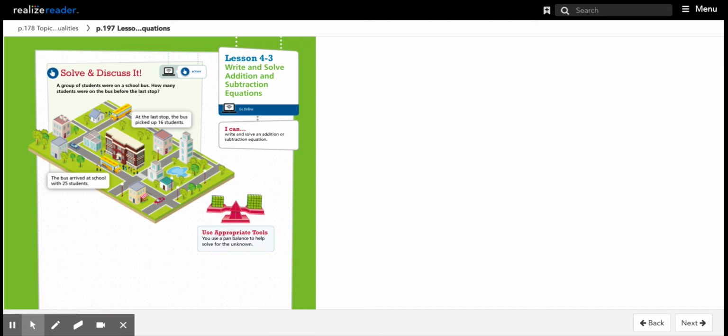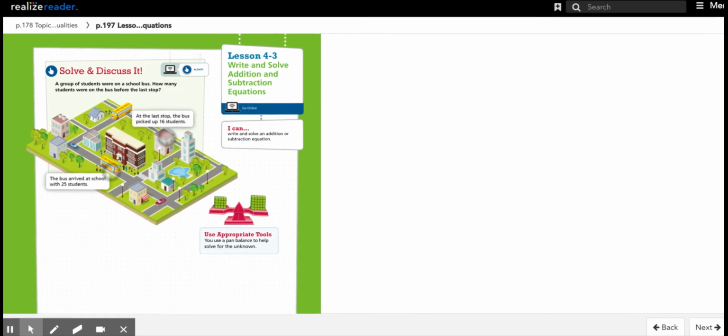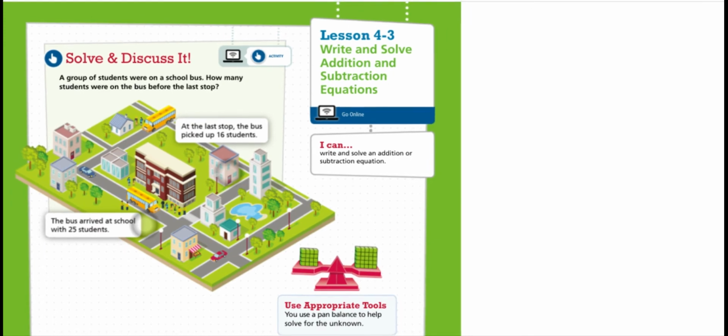This is lesson 4.3, and we will be writing and solving addition and subtraction equations. This will be very similar to when we were writing expressions, but now we will be solving for the variable. So let's look at this solve and discuss.